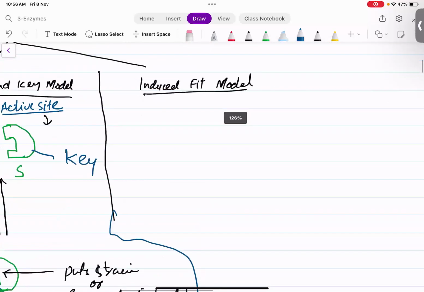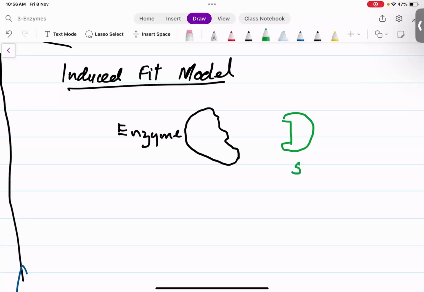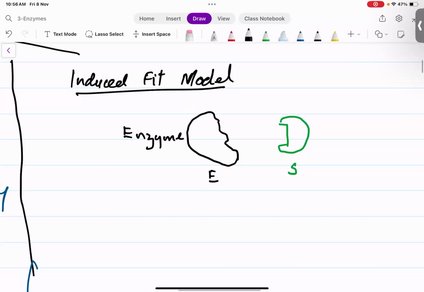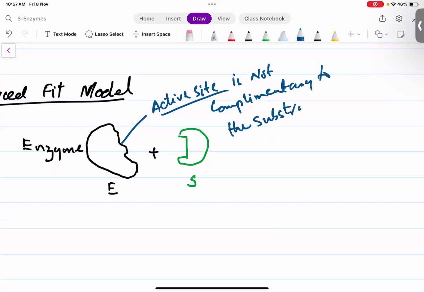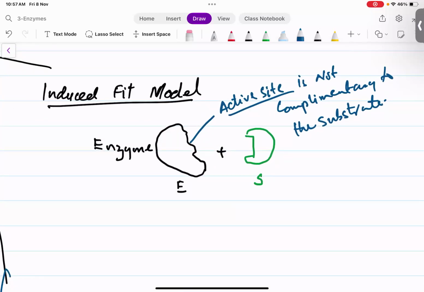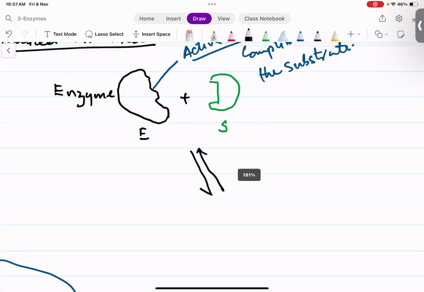Then let's see the induced fit model. What is an induced fit model? According to the induced fit model, this is, for example, an enzyme, and this is a substrate. Do you see the active site? This is an active site. Do you see the active site is not complementary to the substrate? However, this enzyme is also specific to a substrate, so a substrate molecule binds with it.